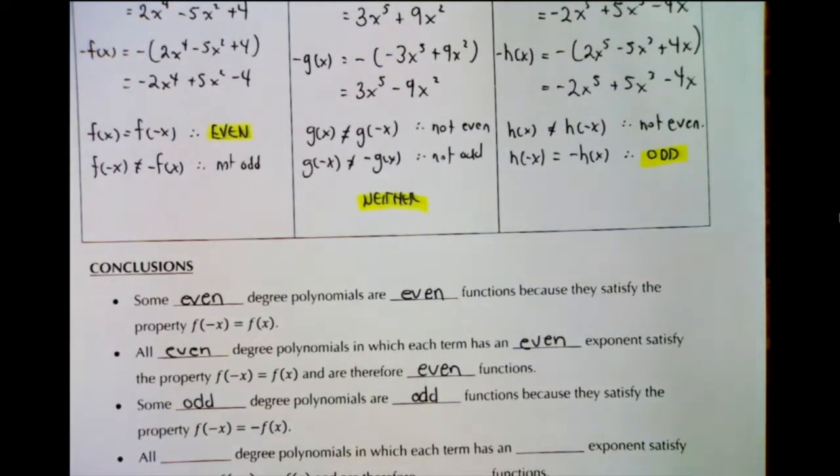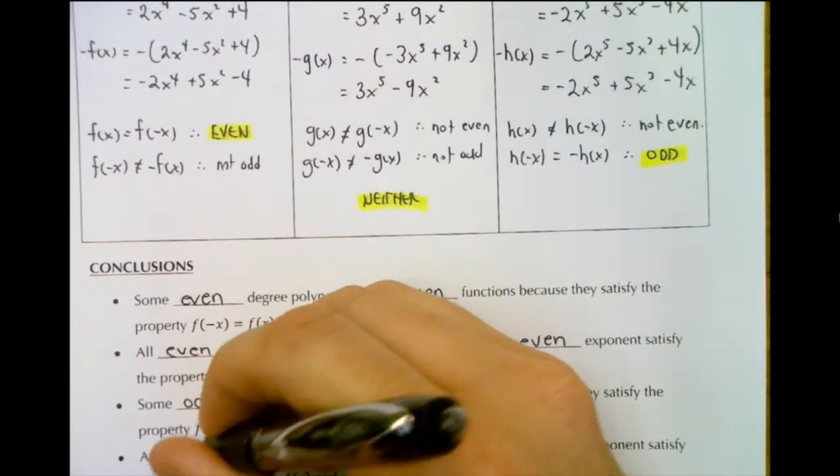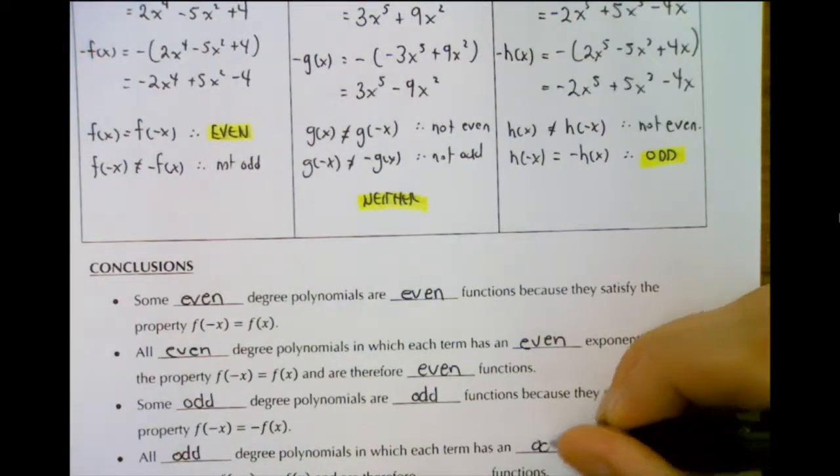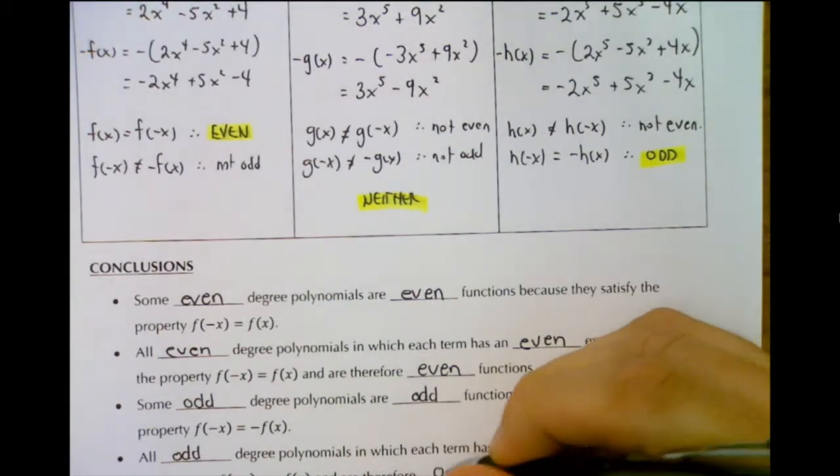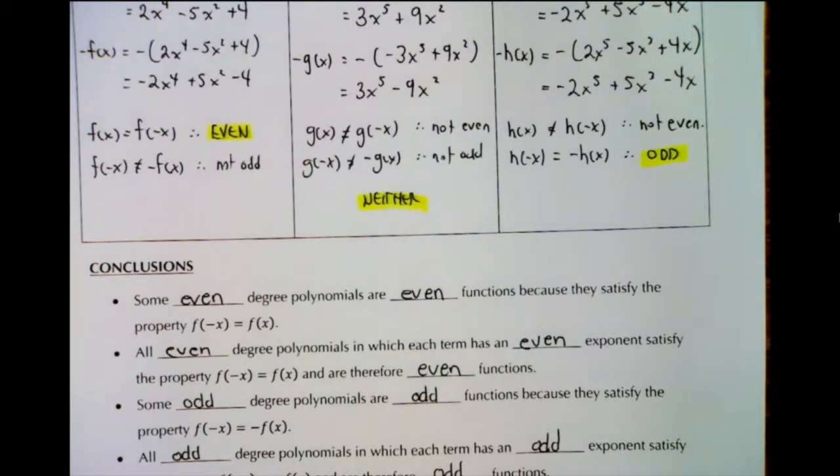Same is true for odd. All odd degree polynomials that have only odd exponents will be odd functions. The tricky part here is if there's a constant, it's not an odd function, and you have to watch for that, because that constant would be your x to the exponent 0 term, and we'll consider that even for this property to remain true. Okay? So no constant.